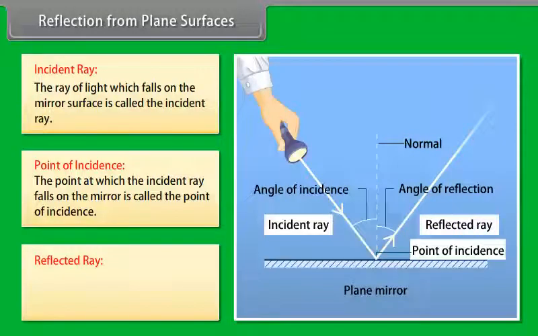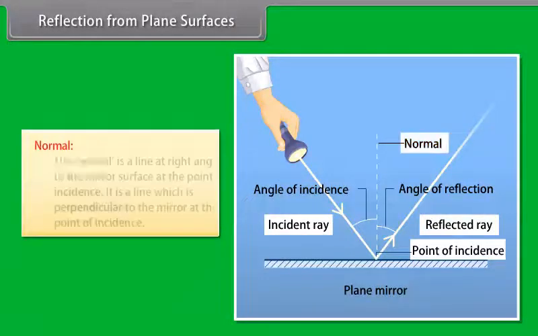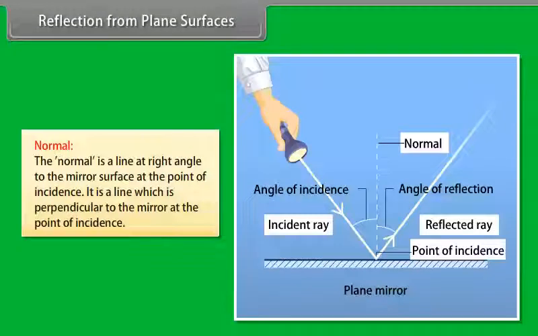Reflected ray: the ray of light which is sent back by the mirror is called the reflected ray. Normal: the normal is a line at right angle to the mirror surface at the point of incidence. It is a line which is perpendicular to the mirror at the point of incidence.